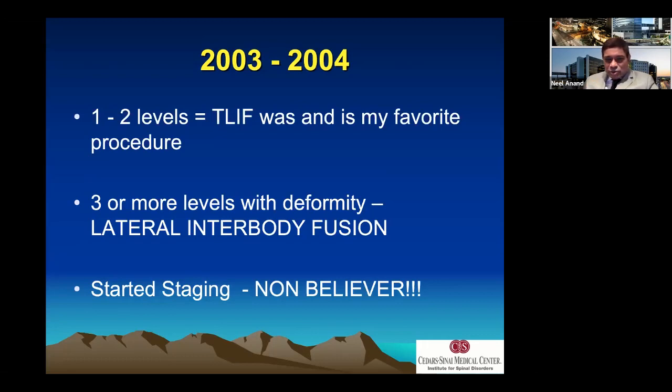And I didn't see much utility in that, as I was comfortable with TLIF. I'm just talking about myself now. And I used it more for 3 or more levels, which started making sense with spinal deformity. And that's how we started.